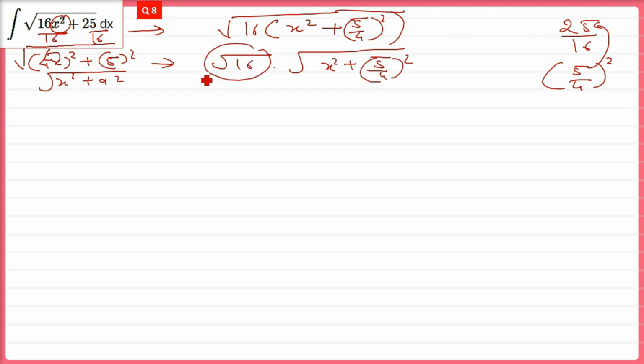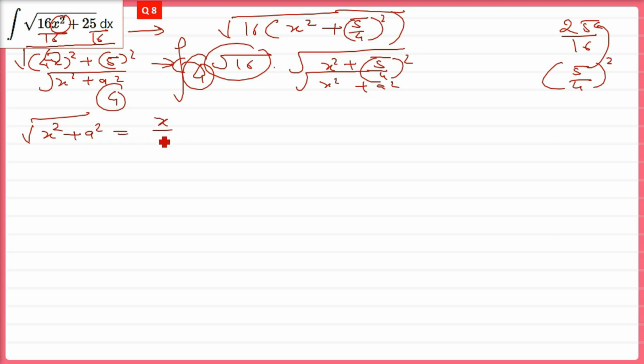You can always take this outside. Under root 16, or root of 16, is 4. So this 4 will come outside even if you take the integration. We'll talk about this 4 in a bit. We'll deal with this x square plus 5 by 4 whole square, which is actually the formula x square plus a square. So let me make you recall this equation, which is x by 2 under root x square plus a square.